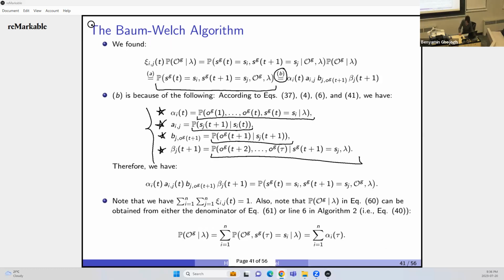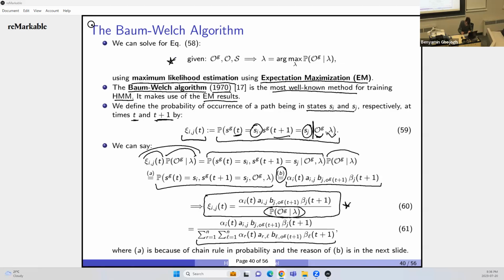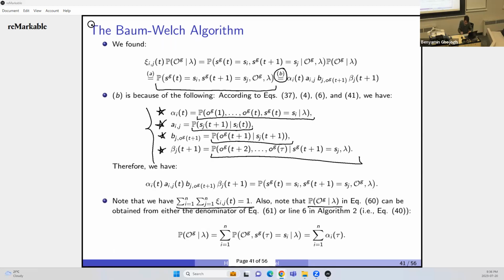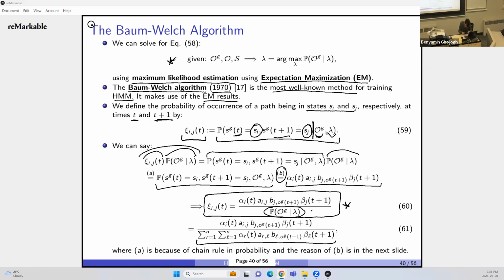And what happens now? So note that the summation of zeta ijt for all of i and j's becomes 1, because the summation is over everything, all of the possible cases, right? Also note that this probability of Og given lambda in equation 60, where is that? Here is equation 60, right? This P(Og given lambda), where is that? Here in the denominator.